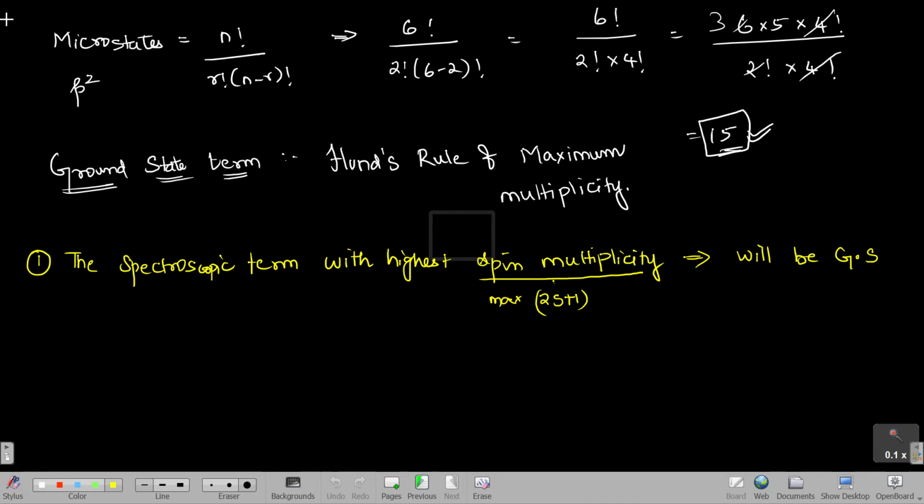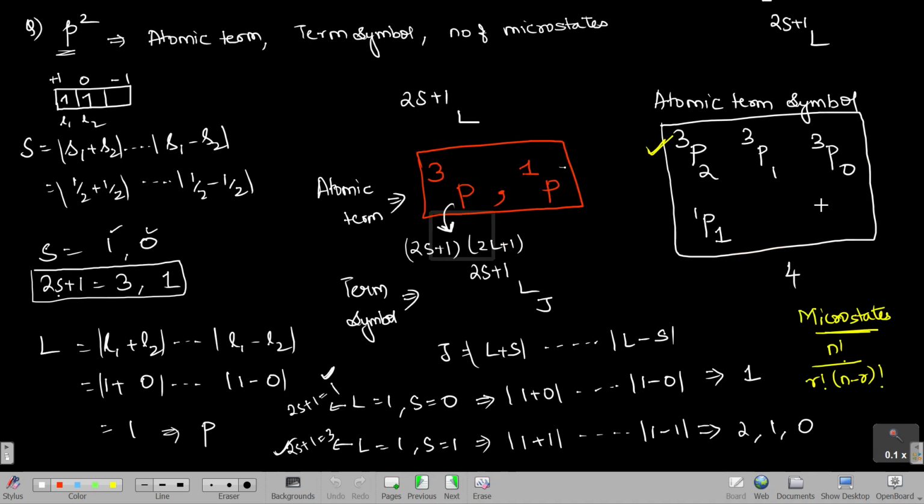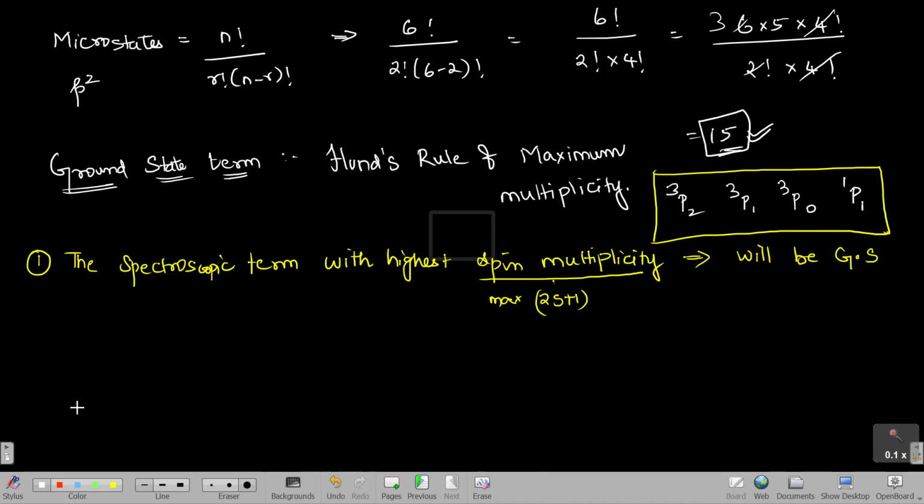So for this P2 configuration, we found 4 atomic term symbols, right? The 4 atomic term symbols, I write over here. The 4 atomic term symbols are triplet P2, triplet P1, triplet P0, and then you also have singlet P1. So now among these four, we will try to find out which is the ground state. So the first rule states that the highest spin multiplicity value, that is you have to see this top value. Now if you see here, this is the lowest, singlet, so this is not the ground state. So among these three only any one is the ground state.